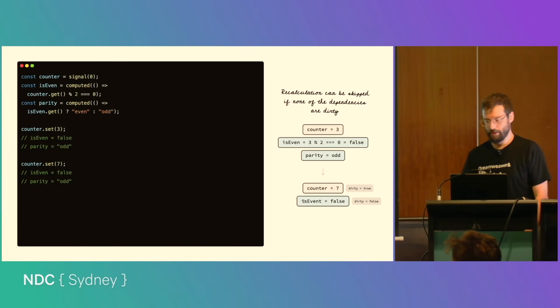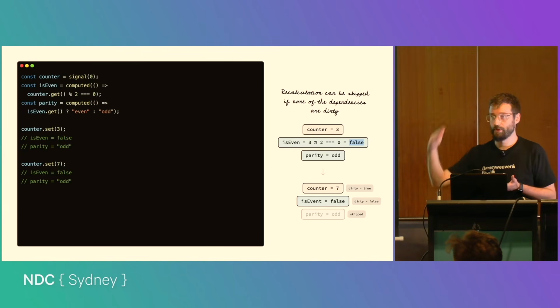In this case, is even relies on counter, which is dirty, so it needs to recalculate. But after recalculation, we see it's still coming to the same value. It's still false. We change the counter from 3 to 7, but is even is still false, which means compared to the previous value, we know it hasn't changed. So any derived values that rely on is even don't need to recalculate. Long story short, this helps skip a lot of computation where it's not needed.